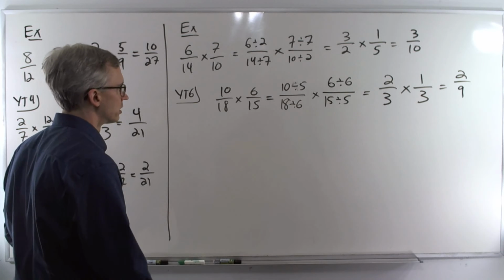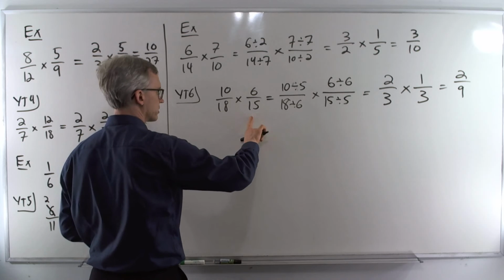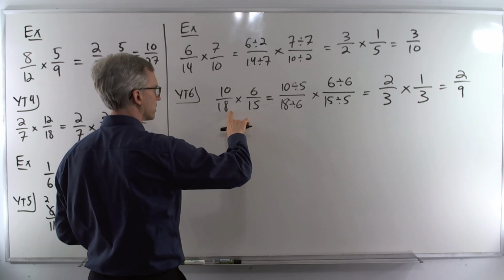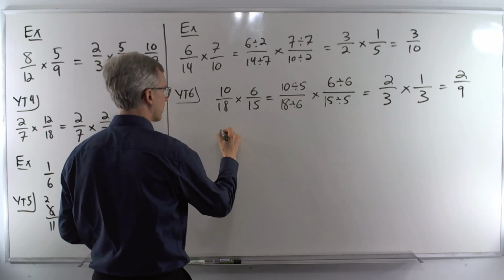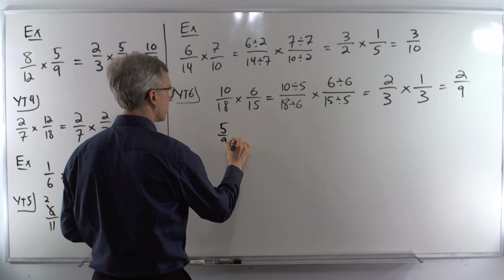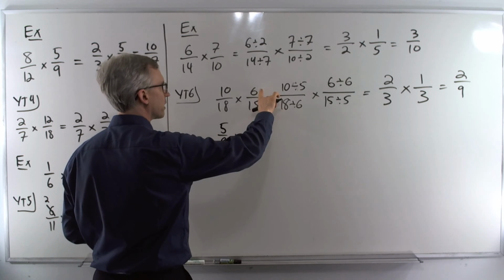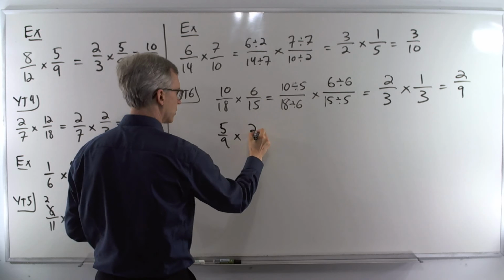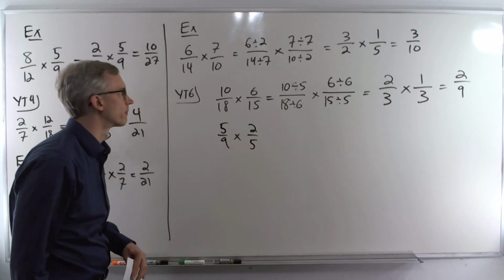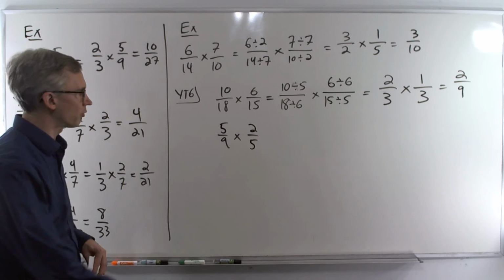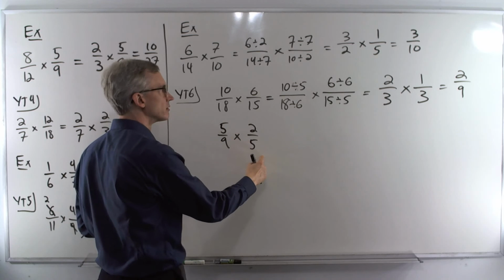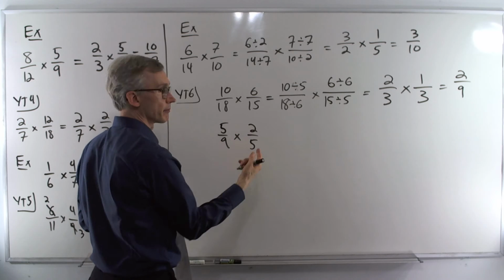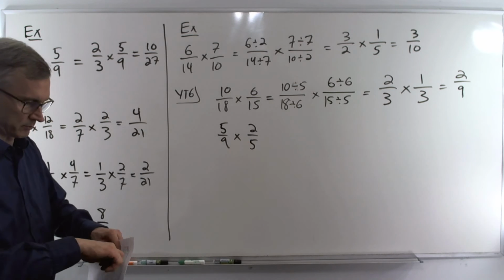Now, if we had just done the individual fractions, and we could take a 2 out of here, that gives us 5/9 times, and then over here, divide by 3 to get 2 over 5. But then we've got one more cancellation to do here. So it'll be one more step, but that's another way to do it as well.